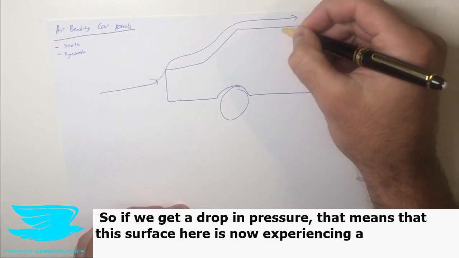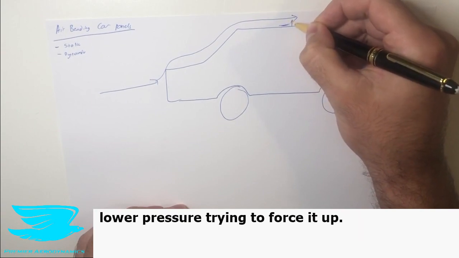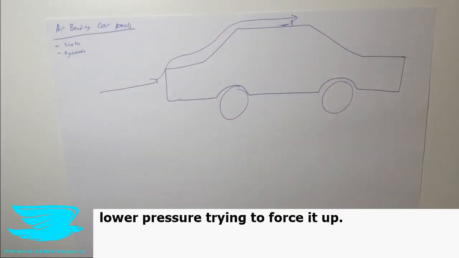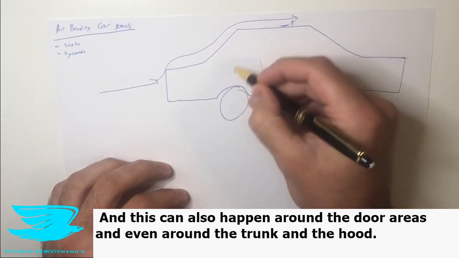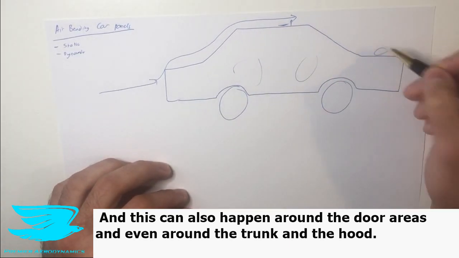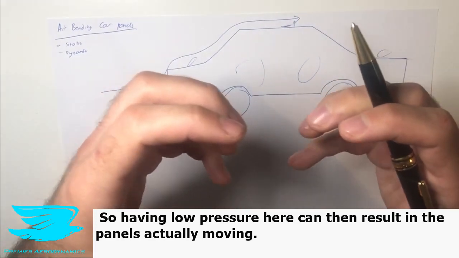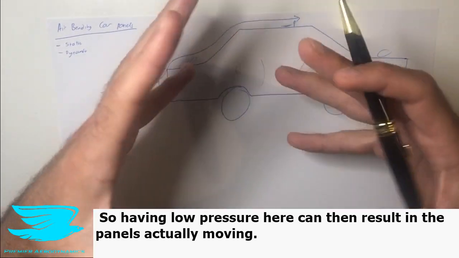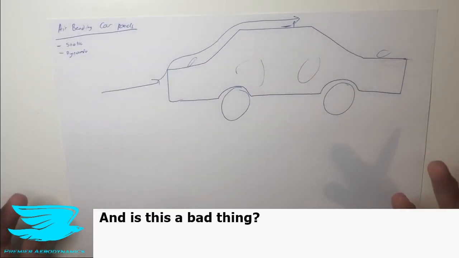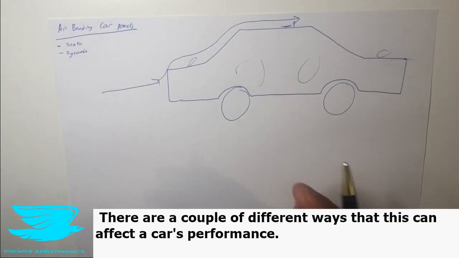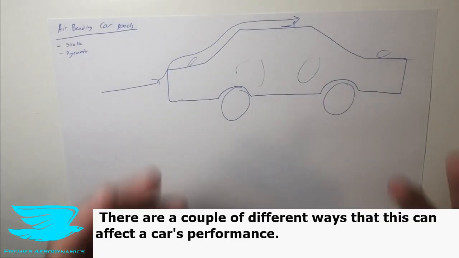So if we get a drop in pressure, that means that this surface here is now experiencing a lower pressure, trying to force it up. And this can also happen around the door areas and even around the trunk and the hood. So having low pressure here can then result in the panels actually moving. And is this a bad thing? Well, it can be. There are a couple of different ways that this can affect a car's performance.